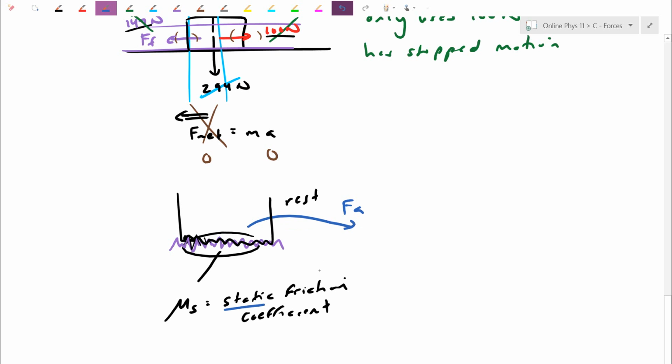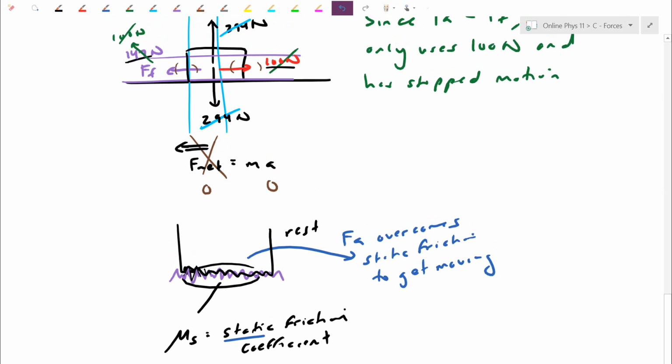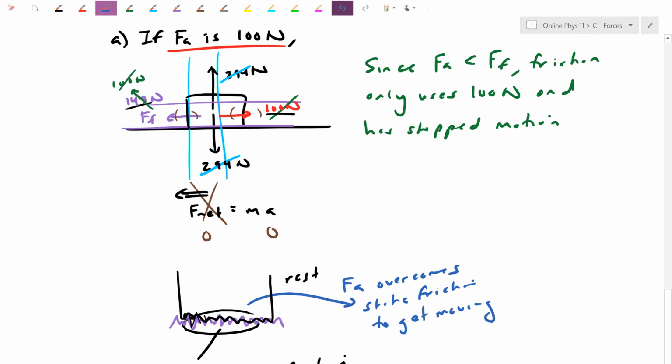So in this case, we need to overcome static friction. Fa overcomes the static friction to get moving. Right now it was already at rest, and the maximum friction is 147. You have to apply at least 147 to get it going.